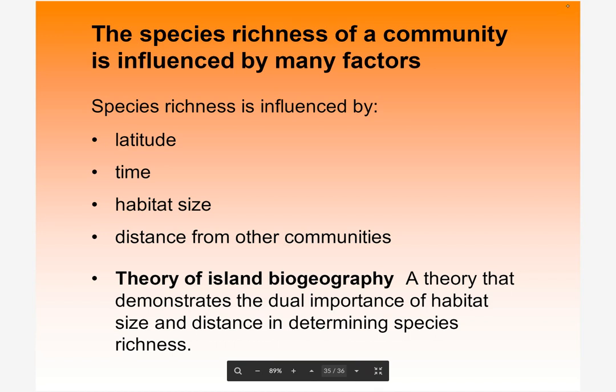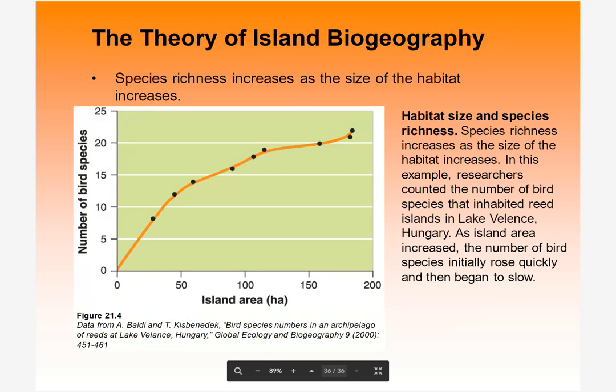Dual importance of habitat size and distance, and the whole point of that lab was that the bigger the island and the closer to mainland, the more species richness it'll have, right? So it'll have more species of birds. Island area, so the larger the area, but also the closer to mainland. And I don't have that picture of it here, but again, if you're close to mainland, then it's easy, for example, for birds to get there. And if it's far from mainland, then it's harder for birds to get there.